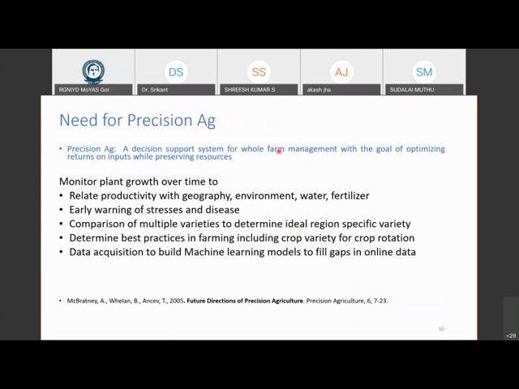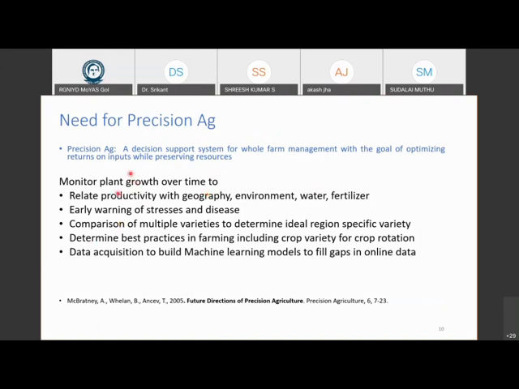So for the whole farm management, so that you can optimize the returns on the inputs while preserving resources. So you're minimizing your input cost, maximizing your output benefit, and protecting the natural resources. Precision agriculture requires you to relate the productivity with geography, environment, water, fertilizer. So the plant's inherent nature, what is going on inside the ground, what is above the ground, and the general geography of the area where you are.